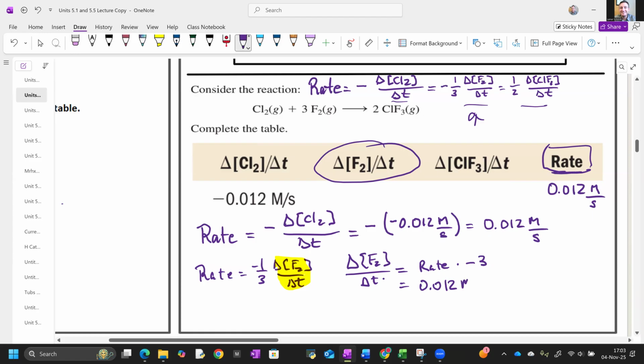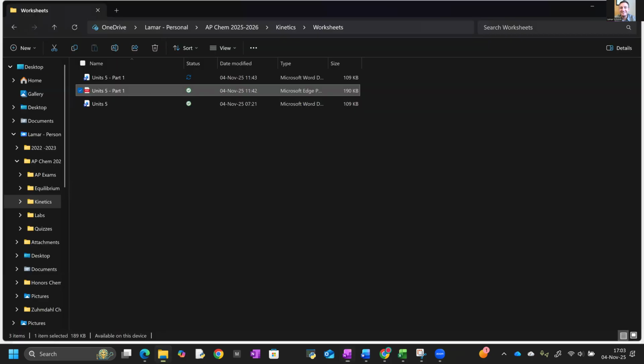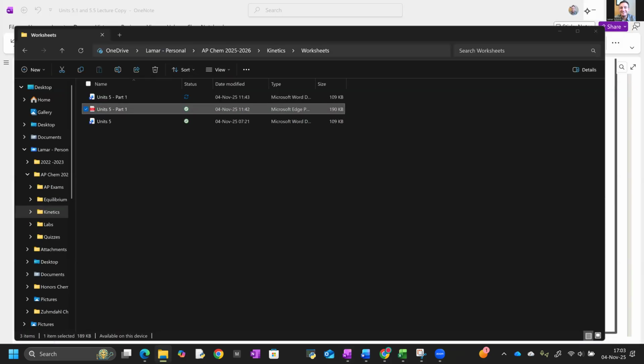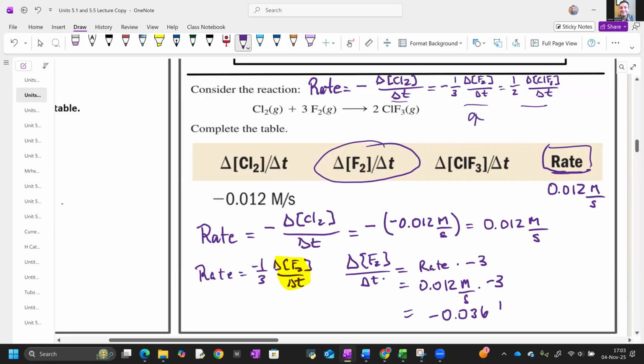0.012 molar per second, and then we're going to multiply that by -3, and we're going to end up getting negative 0.036 molar per second. And make sure, especially for your grader, and I'm doing this for you too, make sure that we have a big M, that it's noticeable that it's referring to molarity.